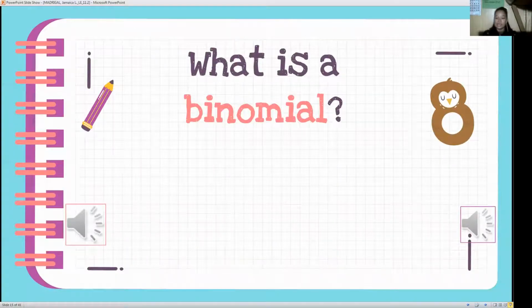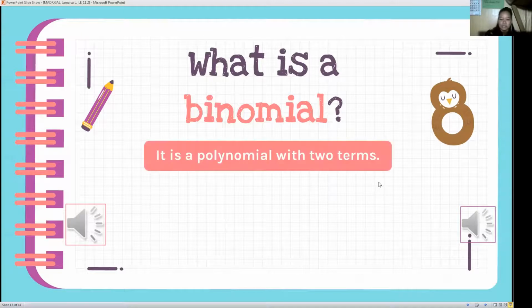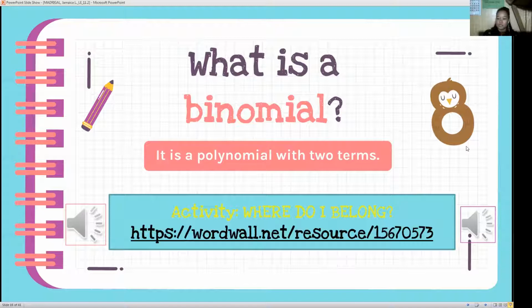Okay, as I said, our lesson for today is about finding the product of two binomials using the algebra tiles and the FOIL method. But before that, let us know first what is a binomial. Any idea? Yes? Very good. A binomial is a polynomial with two terms. Very good.